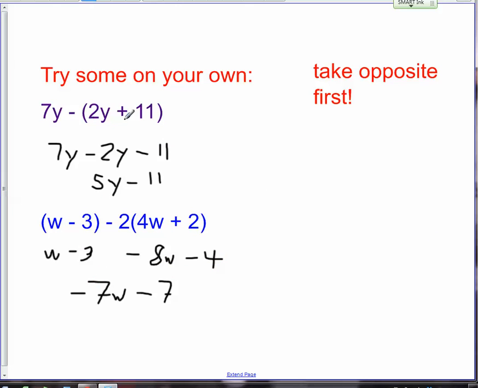Then you tried some on your own. The opposite of everything in brackets. Combine your like terms. You get 5y minus 11. Distribute your -2. We get -8w. -2 times +2 is -4. w minus 8w is -7w, and -3 minus 4 is -7. Remember, it's like -3 plus a -4. Add the opposite, and you get -7.